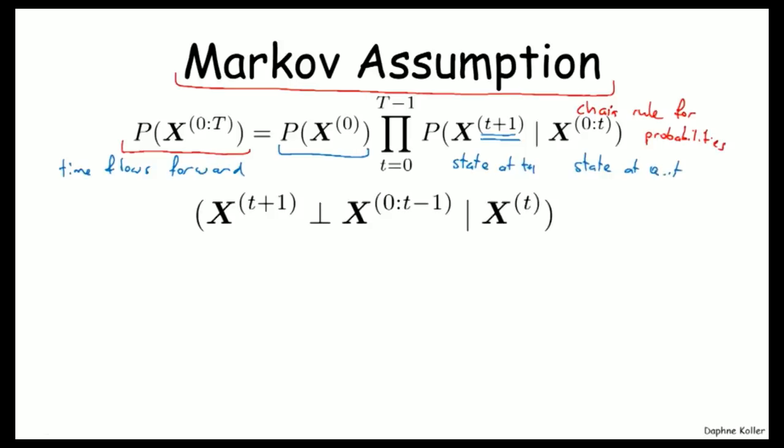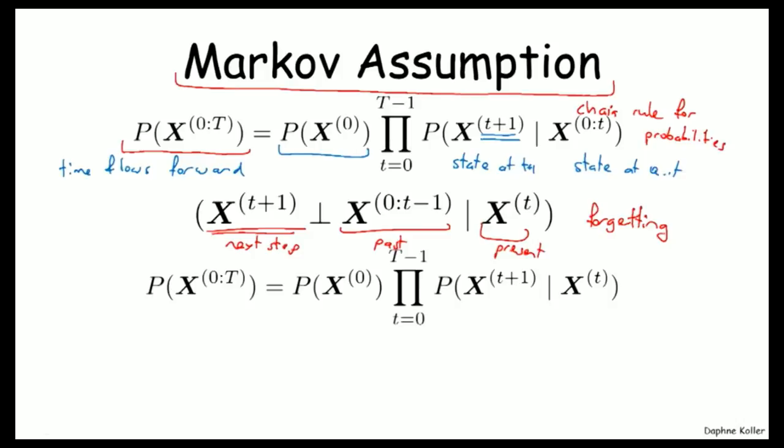But now we're going to add an assumption. This is an independence assumption. And this independence assumption tells me that X of t plus 1, that is, the state at time t plus 1, the next step, is independent of the past given the present. So this is a forgetting assumption. Once you know the current state, you don't care anymore about your past. Okay?